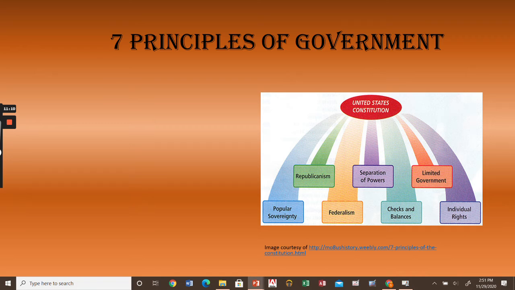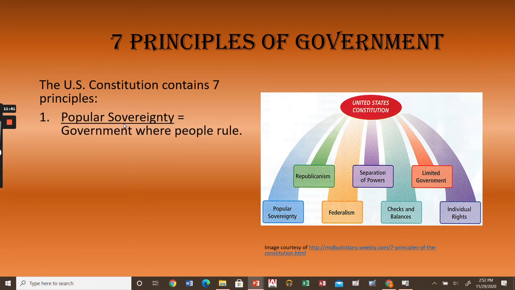These are the concepts that our government is based on. Again, we're getting rid of a monarchy, a government ruled by kings. We're getting rid of dictatorship or totalitarianism, where government has total power. All right, think about North Korea today. That's a dictator. That's a totalitarian. He has total power. That's not what we're supposed to have in this country. Our government's supposed to be based on these 7 principles. And we're going to talk about them one after the other here. So number 1, popular sovereignty. That is a government where people rule.